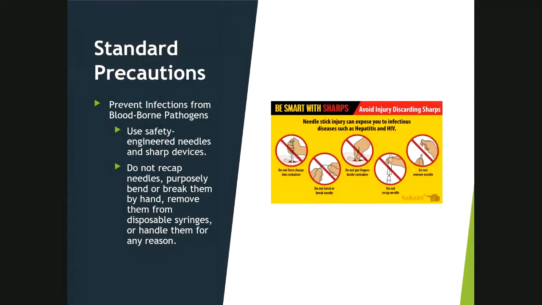Okay, prevent infection from bloodborne pathogens, so use of safely engineered needles and sharp devices. We will never recap a needle, purposely bend or break them by hand, remove them from a disposable syringe or from the tube holder, and handle them for any reason. When we dispose of our needle, it is one unit. All components disposed of is one unit.